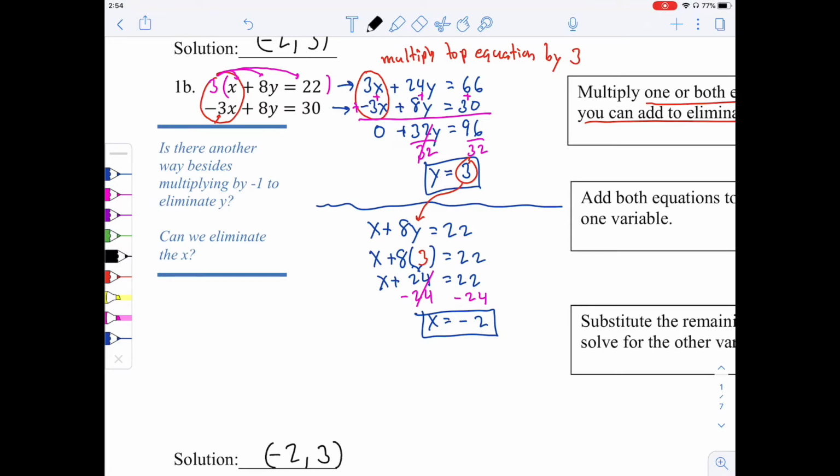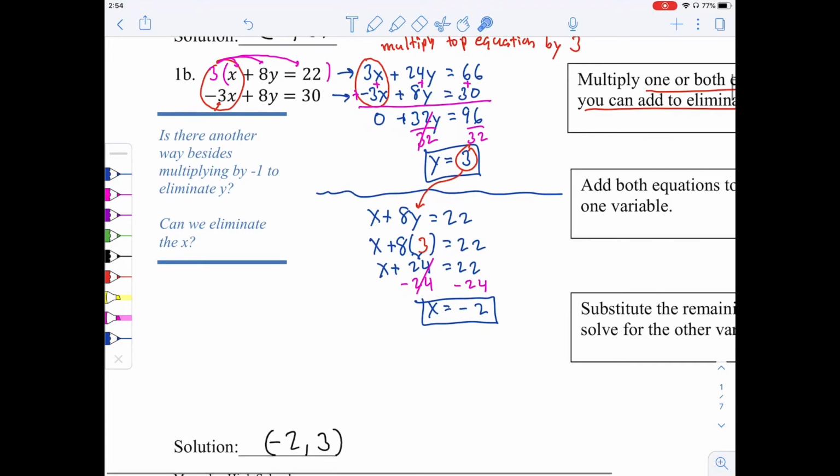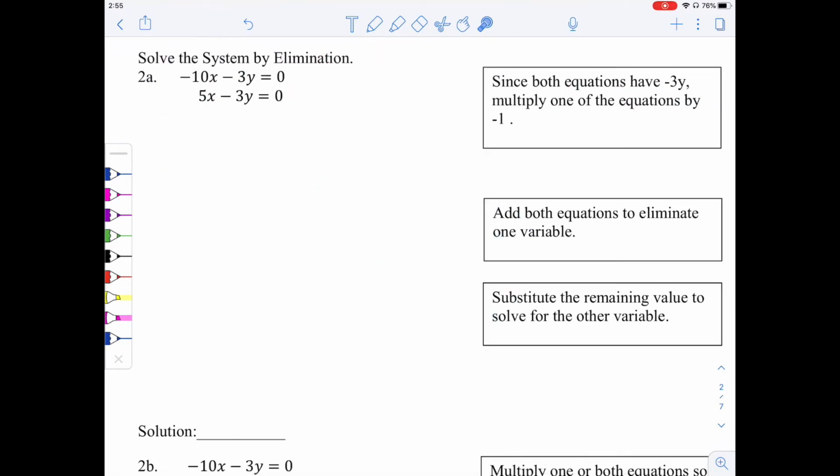Right, so that's our steps. If we can modify one of them so that we can add to eliminate, that's the end goal, right? Get to here so we can eliminate it and solve for one of the variables, and we can use that in any equation to solve. So let's say we want to eliminate the y's here. They're both negative. We want one of them to be positive. So we just multiply the top equation by -1.